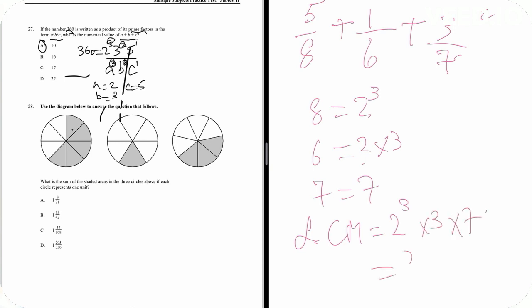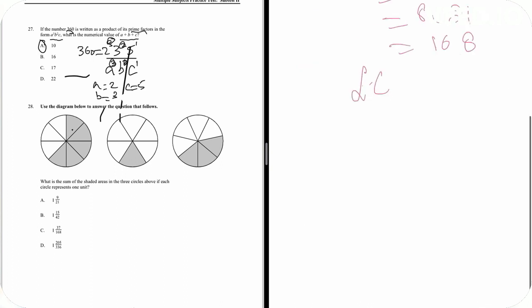So 2 cube means 2 times 2 is 4, 4 times 2 is 8. And then times 3 times 7. So 3 times 7 is 21. Then multiply by 8. So 8 times 1 is 8, 8 times 2 is 16, giving 168. So my LCM for 8, 6, 7 is 168. And then the shaded portion in the first circle was 5 upon 8.